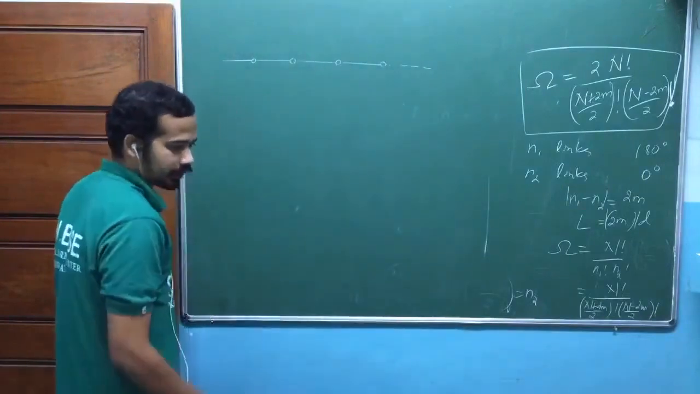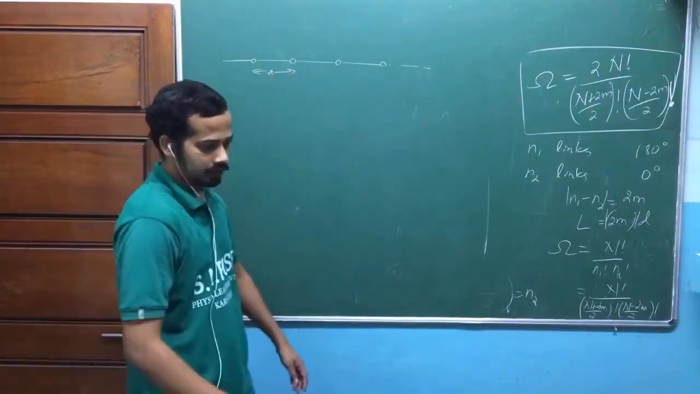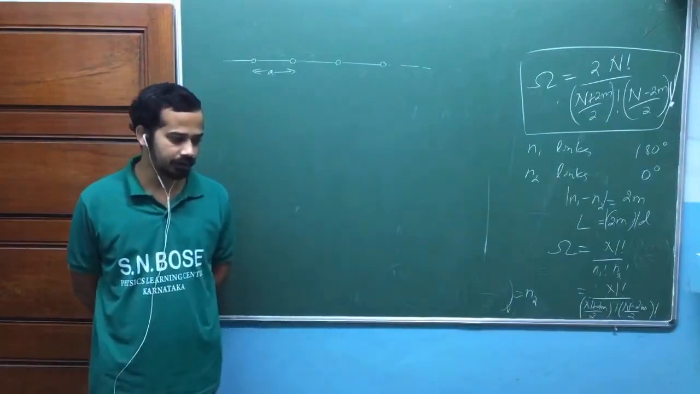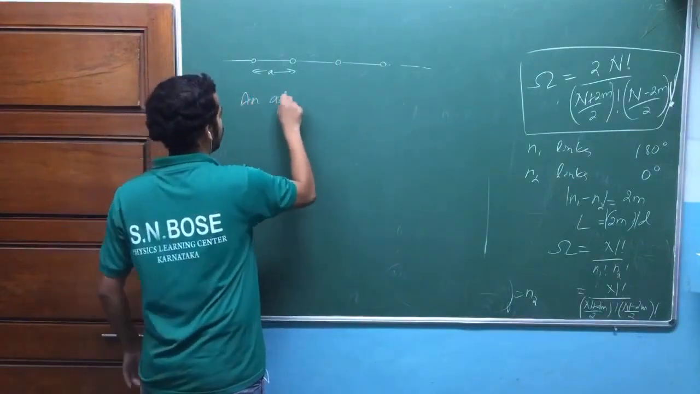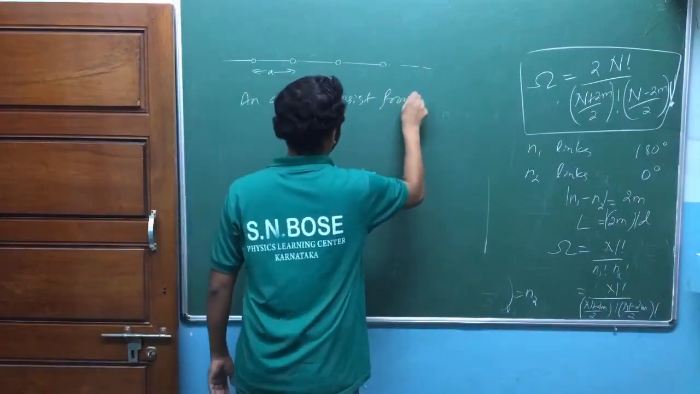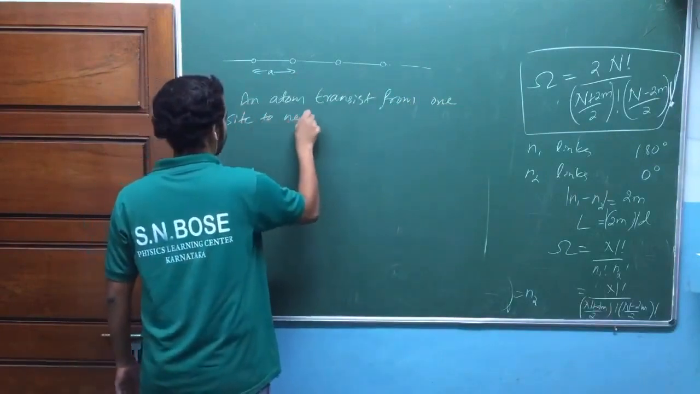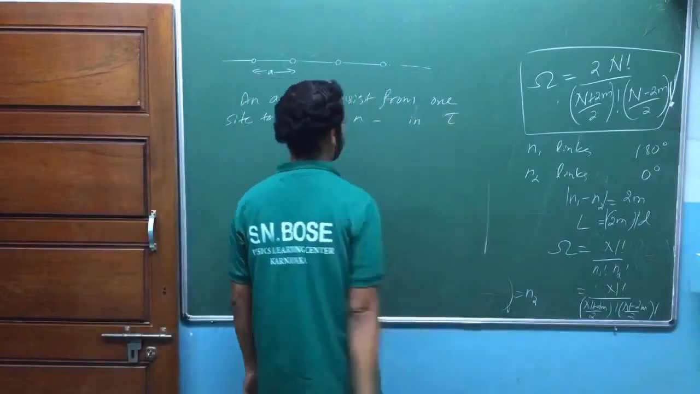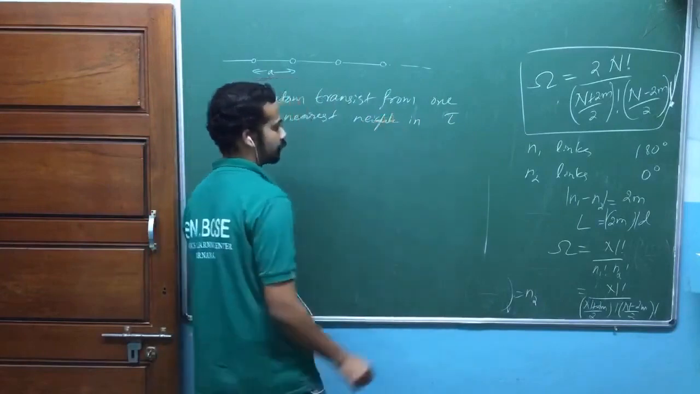There is a one-dimensional lattice with a lattice constant A. Can I write it like this? Now look at the question. An atom transits from a site to a nearest neighbor site in every 2 seconds. Nearest neighbor, okay? In 2 seconds.